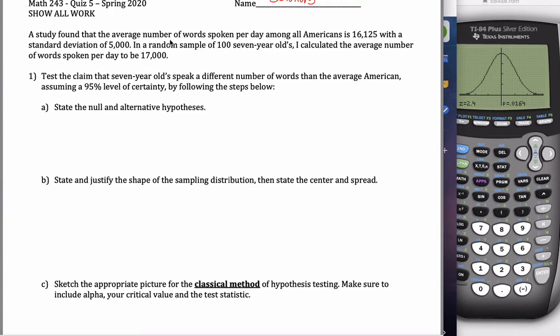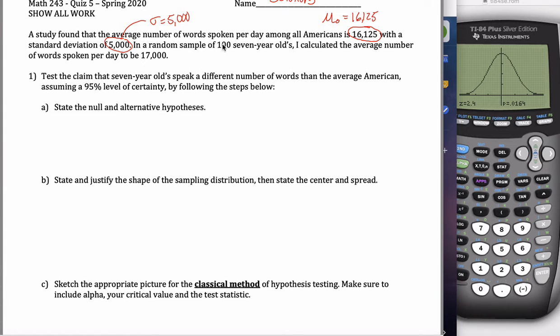A study found that the average number of words spoken among all Americans, here's this population average right here, is 16,125. All right, fine. That's mu naught. That'll be the baseline average that I'm comparing things with. And it gives me this population standard deviation of 5,000. So sigma is 5,000.